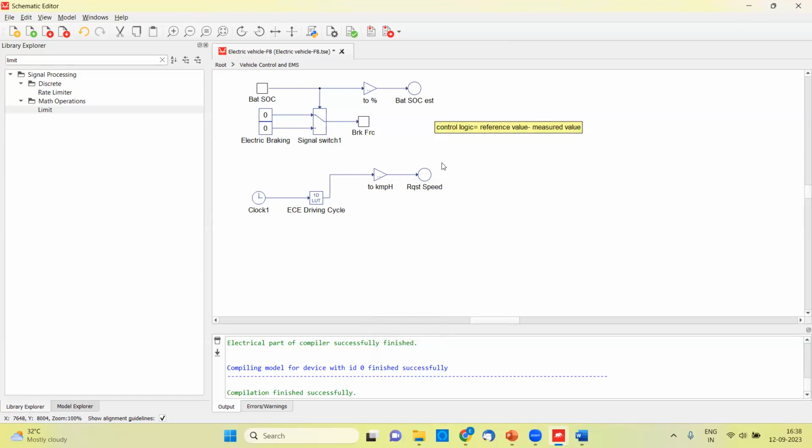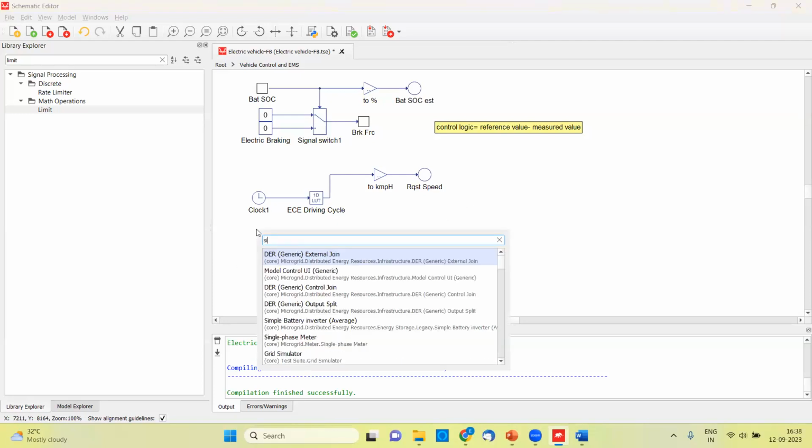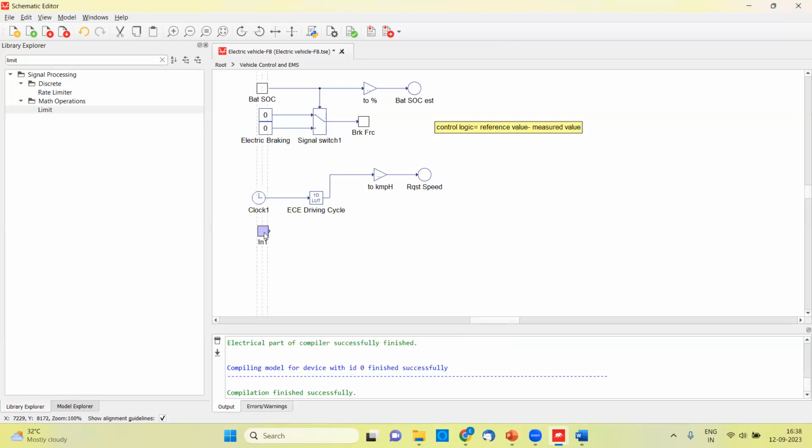Then we are going to compare both speeds, and for comparing, as I already told, we are going to determine one kind of PI logic. So there will be one signal input port. I will name it vehicle velocity. This is basically the vehicle velocity or the vehicle speed which is coming from the measured quantity. We are measuring this and we are going to directly give it as input.